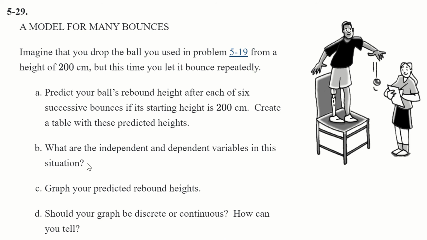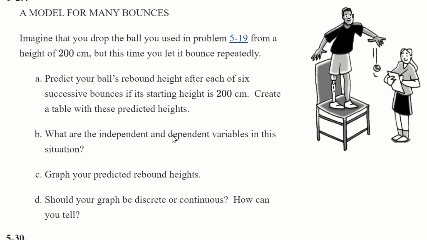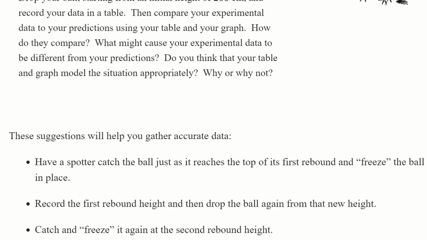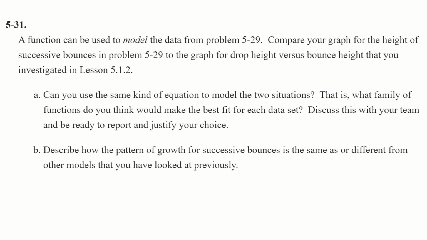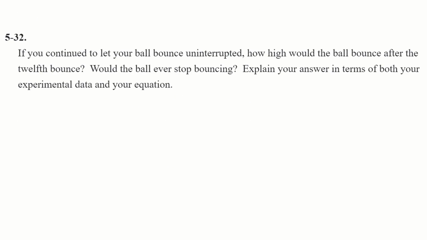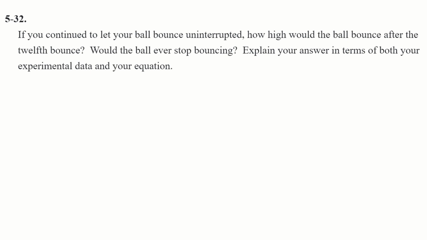You are going to be spelling out in your doc which one's independent, which one's dependent. Should it be discrete? Should it be continuous? And I should see a data table in there with 6 successive bounces. So of course the 0th one is not a bounce, so you're going to have 0 at 200 and then 6 bounces below that. You are not doing question 5-30, but you are responding to 5-31 and 5-32.